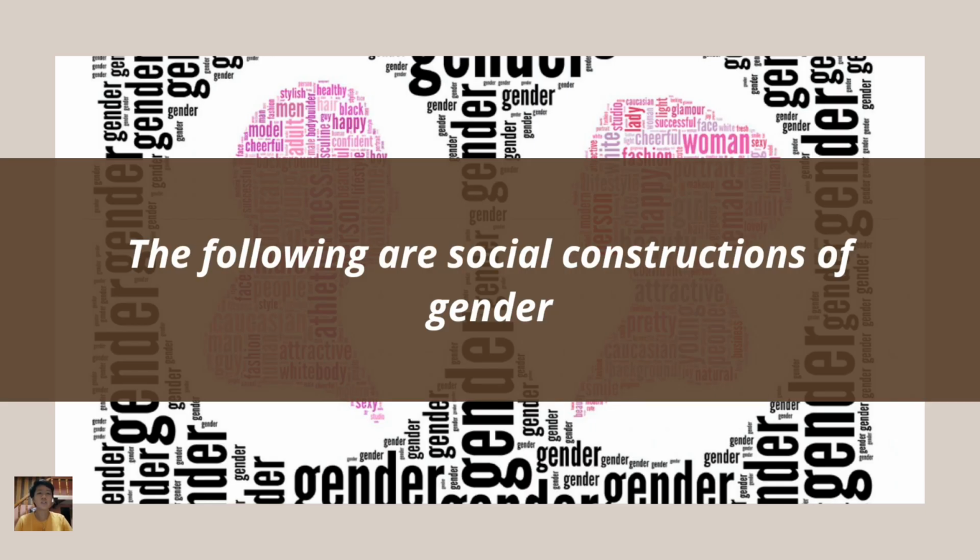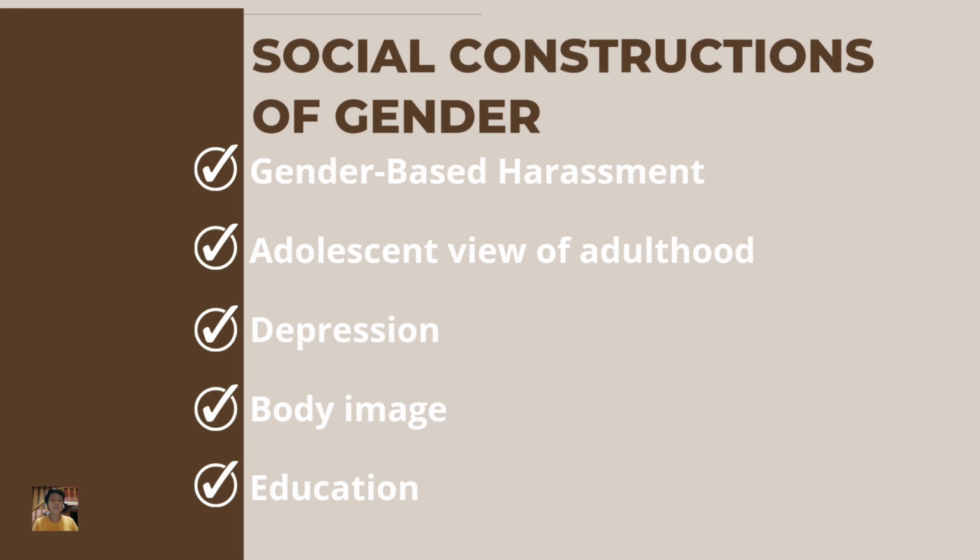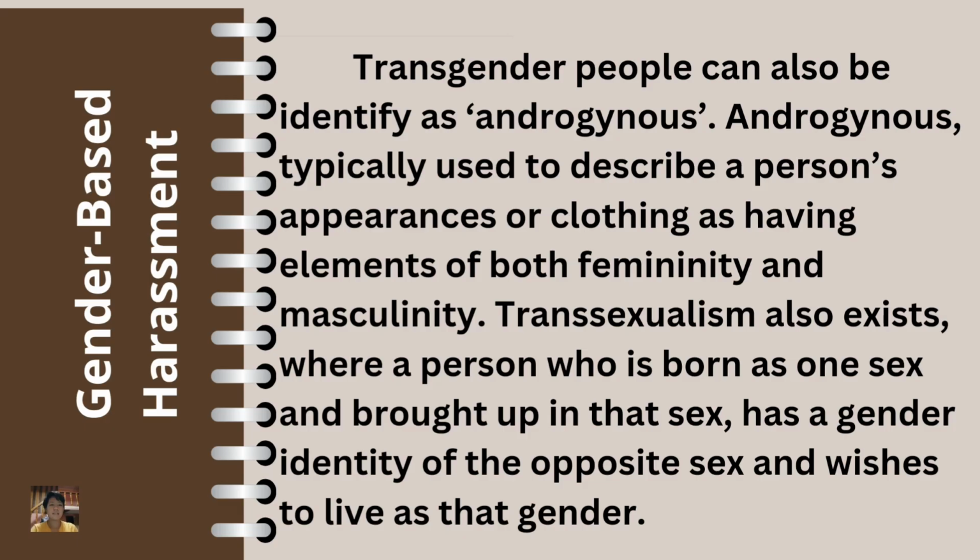The following are social constructions of gender. The first one is gender-based harassment. The second is adolescent view of adulthood. The third is depression, the fourth is body image, and lastly, the fifth one is education. And now for the first one, which is gender-based harassment.